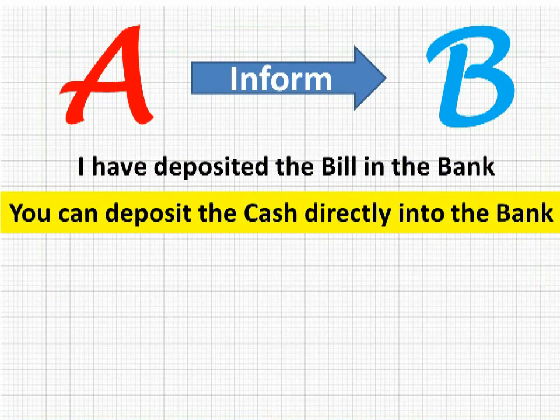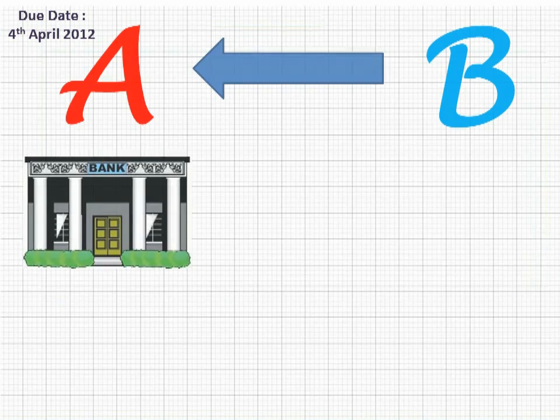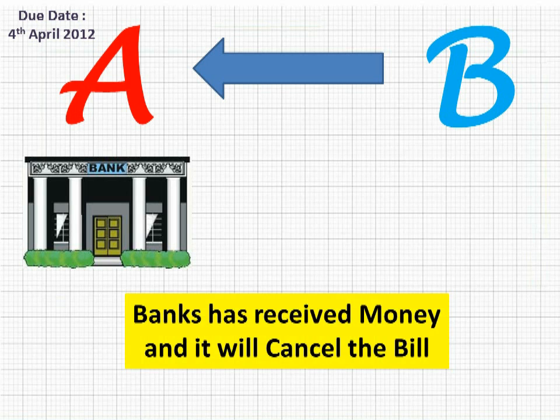So what will happen on the due date? The due date will be 4th of April 2012. B will go to A's bank because he has got the address of the bank, and he got all this address and the name of the bank from A. So B will go to the same bank and will request the bank to accept cash, and will recover his bill. In this way, the bank has received money on behalf of A, and the bank will cancel the bill.